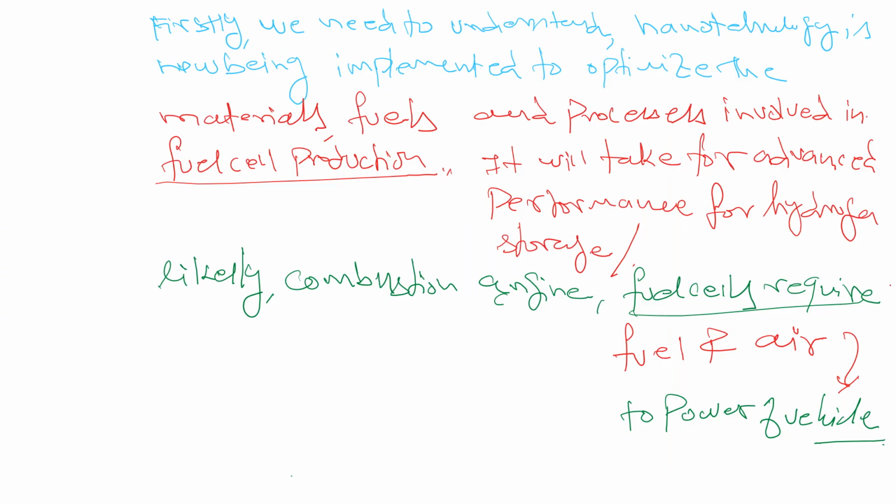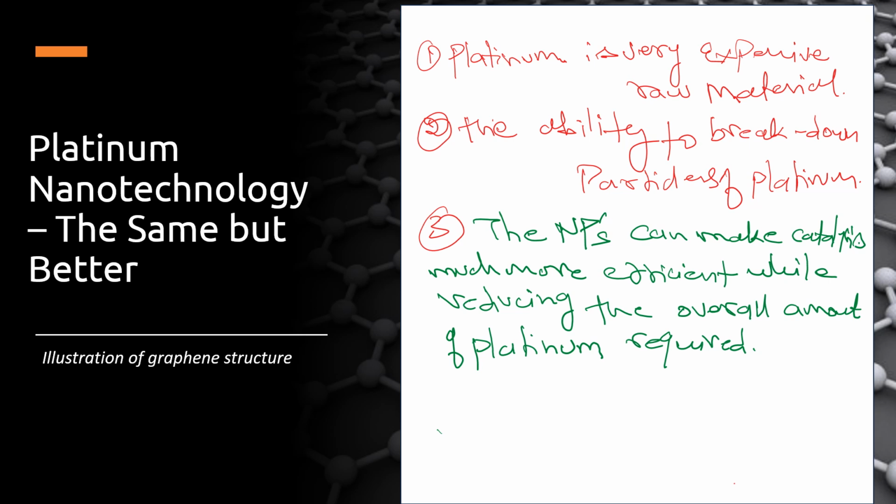Firstly, we need to understand that nanotechnology is now being implemented to optimize the materials of the fuel cell and the processes involved in fuel cell production. It will provide advanced performance for hydrogen storage. Like a combustion engine, a fuel cell requires air and fuel to produce power for vehicles.